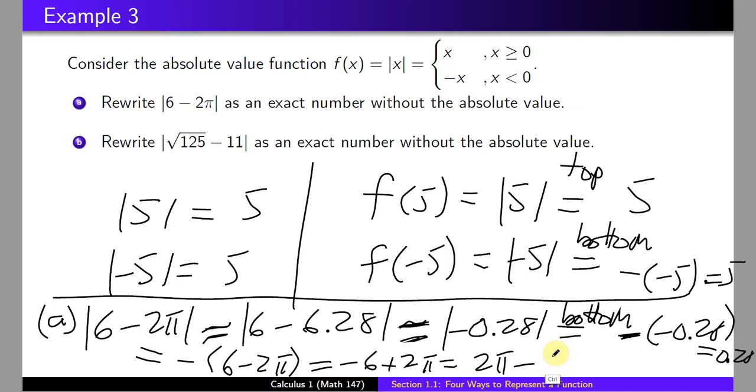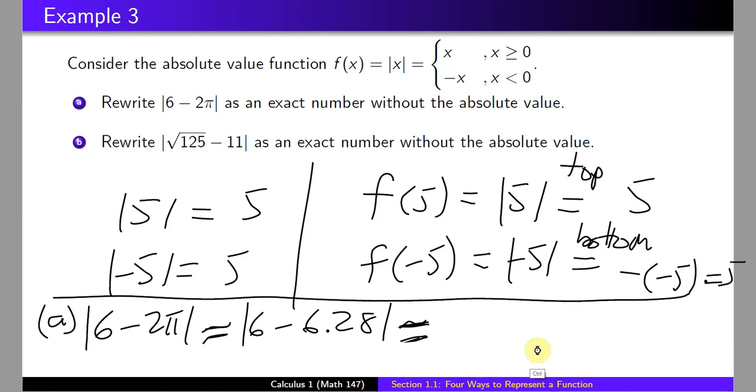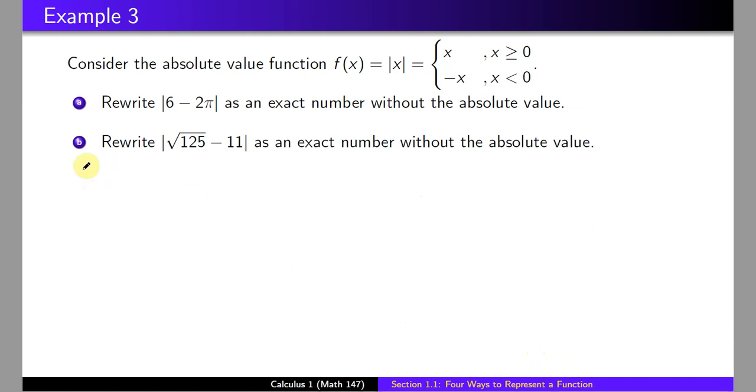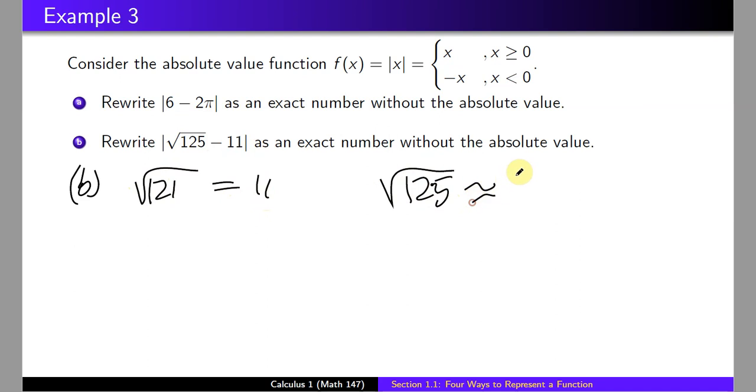Okay, let's go ahead and do part B. Alright, so for part B, we'd like to do the same thing. So the square root of 125. Well, we know that the square root of 121 is 11. So the square root of 125 is going to be bigger than 11. I'm not going to type this into a calculator, I'm just going to say maybe it is, let's say, 11.1 or something like that.